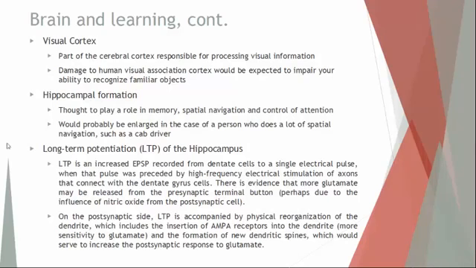All right. And the last topic here, the long-term potentiation of the hippocampus, or the LTP. Okay, what I'll do is we'll go over the text that's listed here, then I'll break down each bullet point part by part in normal plain English to explain what's being discussed here. So the first one: the LTP is an increased EPSP that's recorded from dentate cells in a single electrical pulse, when that pulse is preceded by high-frequency electrical stimulation of axons that connect the dentate gyrus cells.